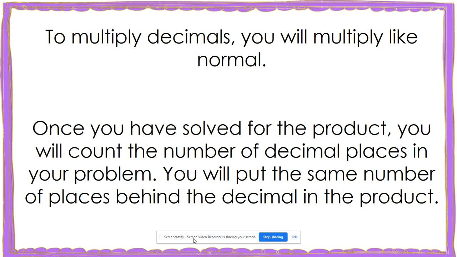To multiply decimals, you would multiply like normal. After you have solved for the product, you count the number of decimal places in your problem and put the same number of places behind the decimal in the product.